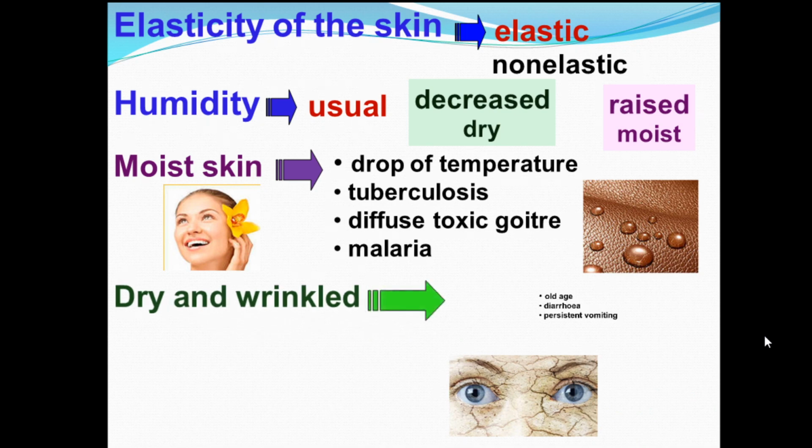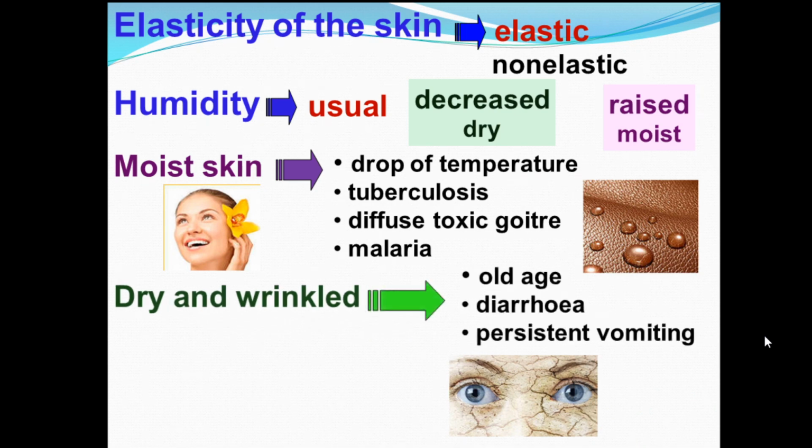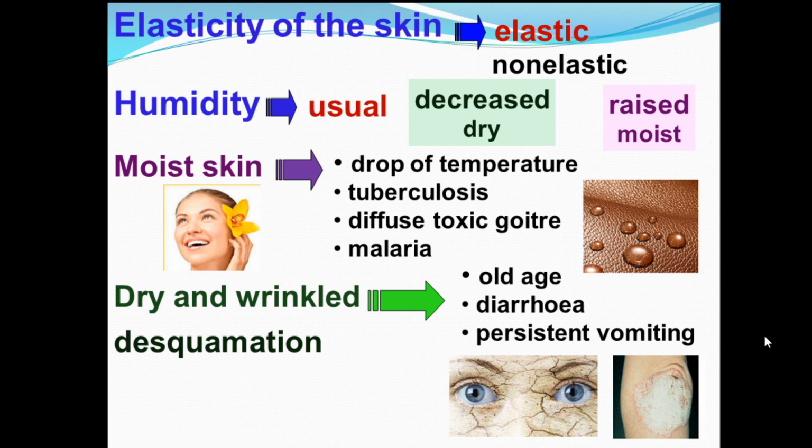Dry, wrinkled skin. Physiologically, this is connected with age of the patient and will be assessed as norm. But if we see wrinkled, dry skin in a younger patient, we must ask him about non-adequate loss of water, which may be after prolonged diarrhea, persistent vomiting, intensive bleeding, and needs our emergency aid. We can see local dryness of the skin, which is called desquamation, which is characteristic for specific skin diseases.